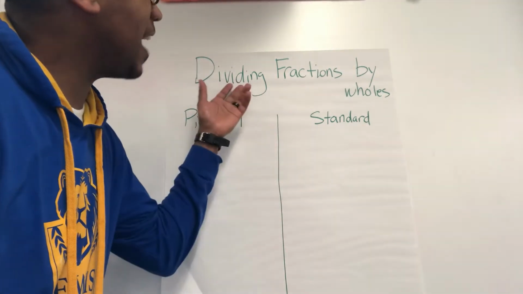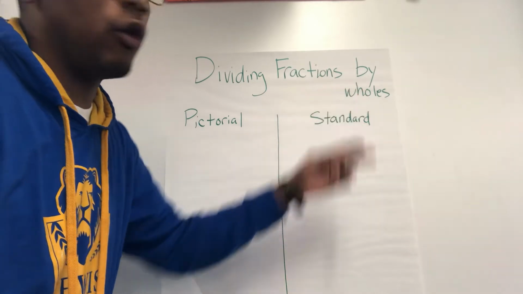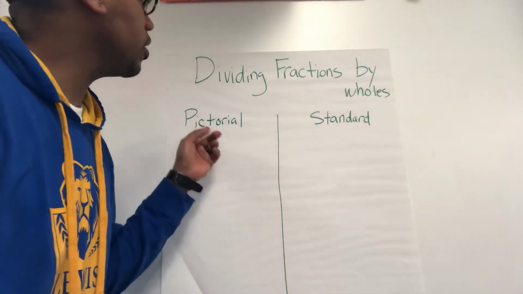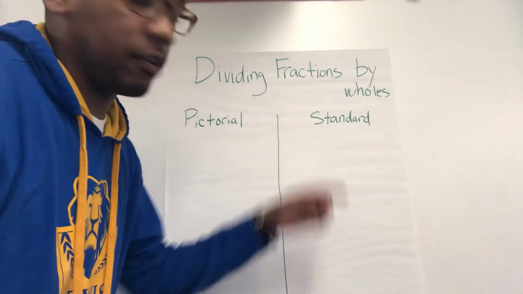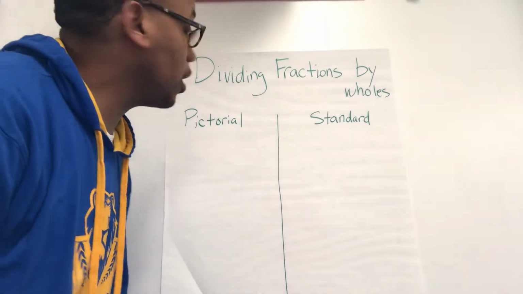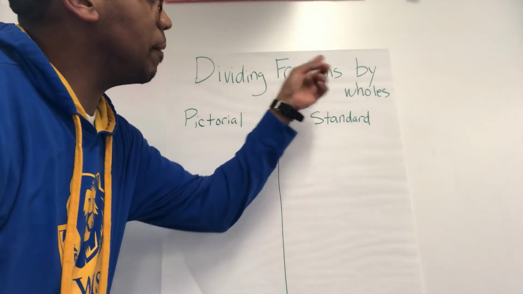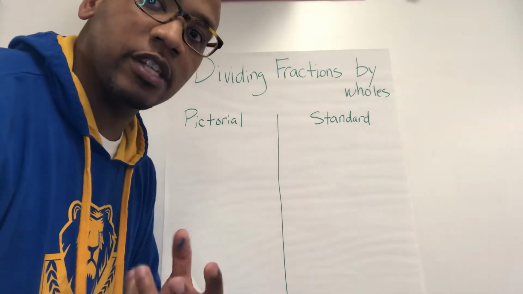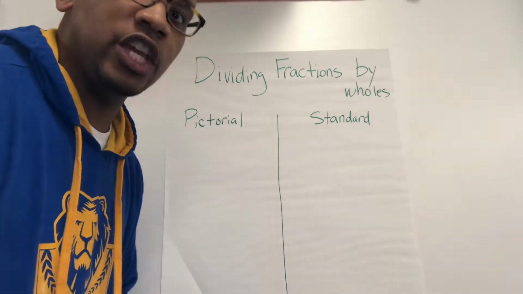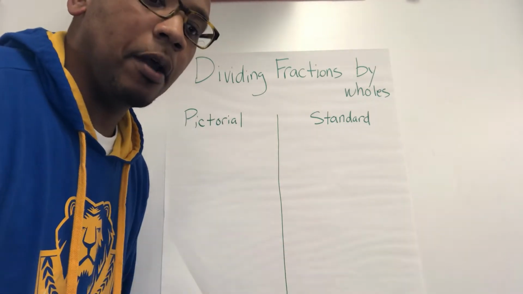This time we're dividing fractions by whole numbers. I'm going to do it two different ways: in pictures, the pictorial way, and in standard form. Again, we're going to be dividing fractions by whole numbers. So let's say you have a problem where your total amount of something is a fraction, and then you want to divide that by a whole number.